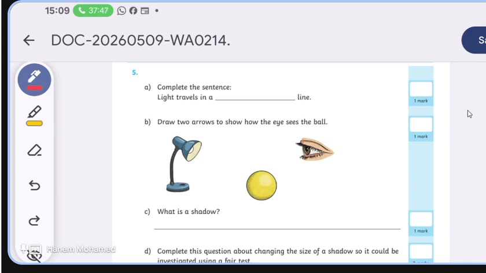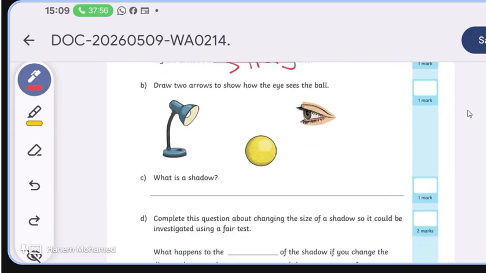So again, complete this sentence. We answered this before. Light travels in a straight line, right? And how can we see the lemon? Light falls on the lemon and then?